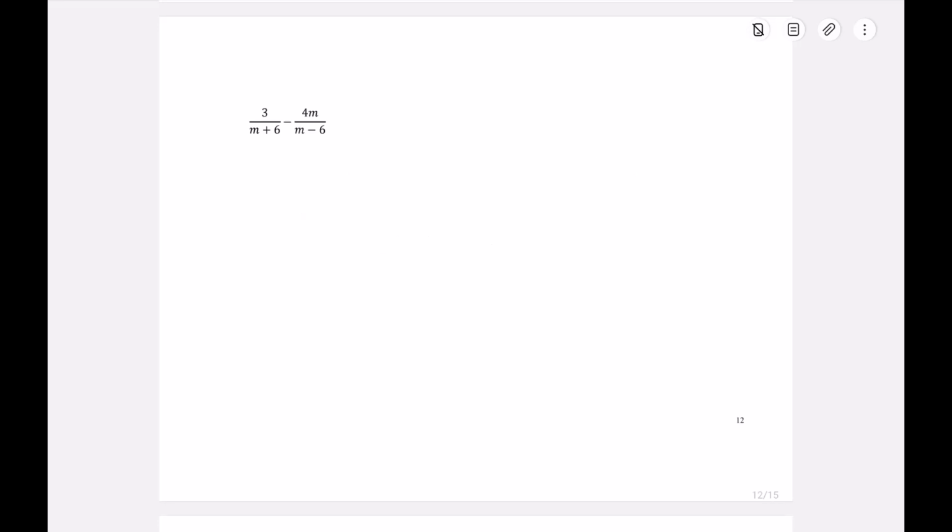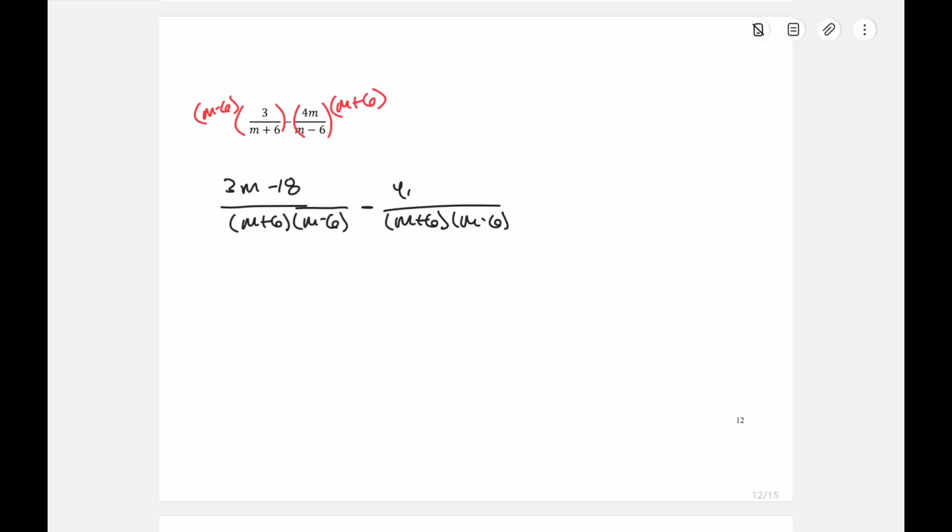So first we're given this equation, and we want to make them common denominators, so we could multiply the one on the left by an m minus 6. We can multiply the one on the right by an m plus 6. And we would have a 3m minus 18 on the top and an m plus 6, m minus 6. We could do the same thing on the one on the right. We would have an m plus 6, m minus 6. And in the top, we would just have a 4m squared plus 24m.